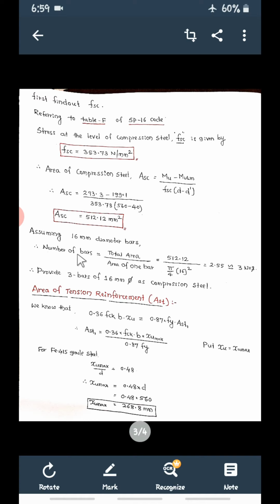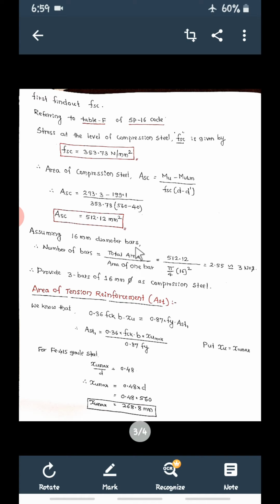So therefore, number of bars is equal to, how will we calculate? Total area required divided by area of one bar, whichever bar you are providing, that area. So total AST is 512.12 divided by area of one bar, pi by 4 d square.